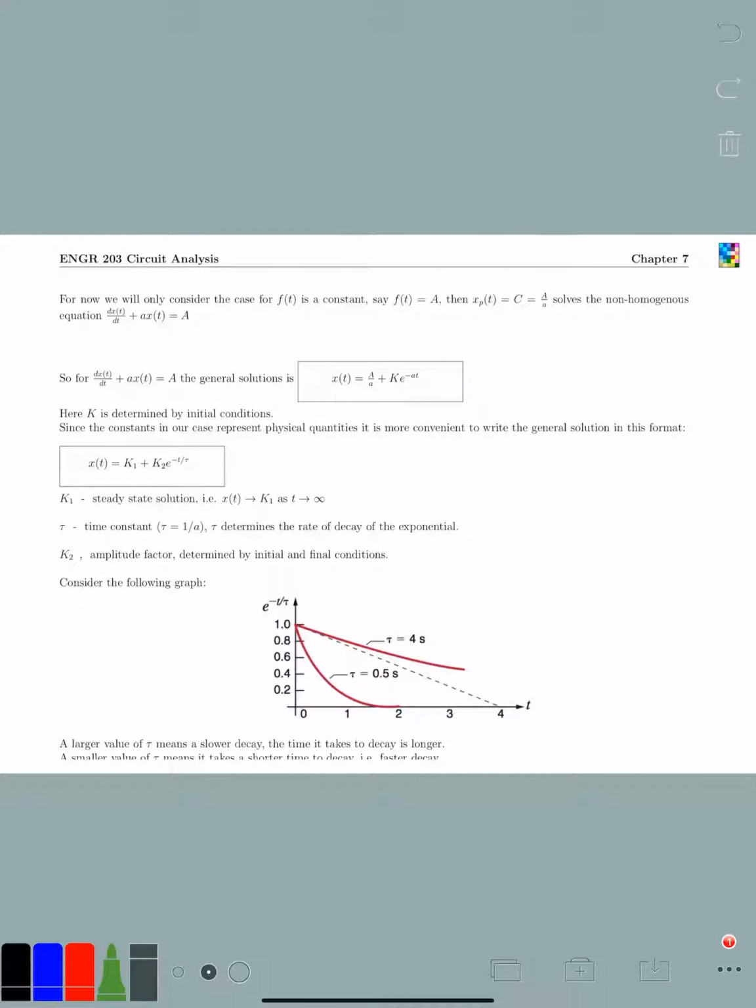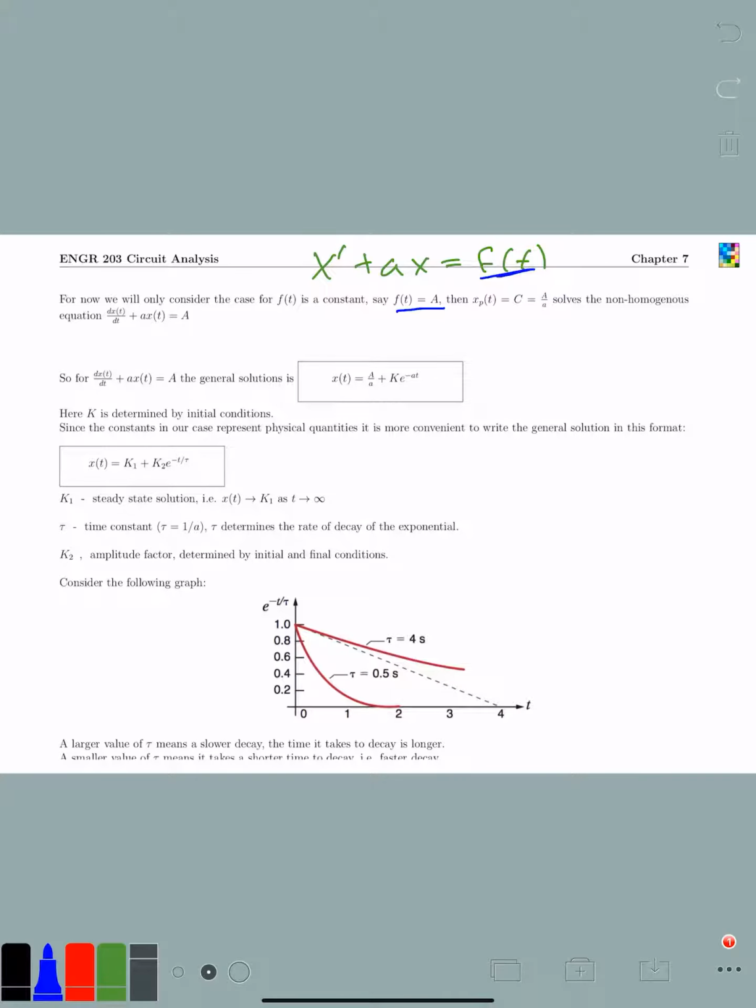Now that we have the homogeneous solution to the equation x prime plus ax equals f of t, we need to look at the particular solution. However, it turns out we are in luck because every problem that we're going to be solving here is going to have a DC voltage or DC current source, which means that's going to be constant, and that's going to make the f of t function constant.